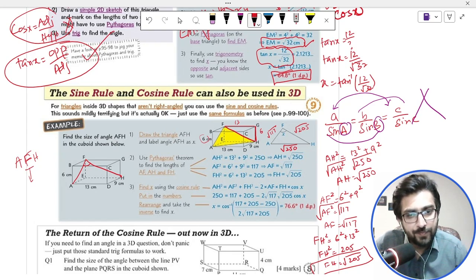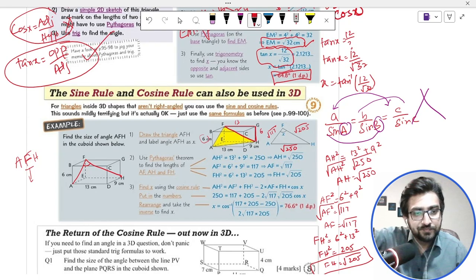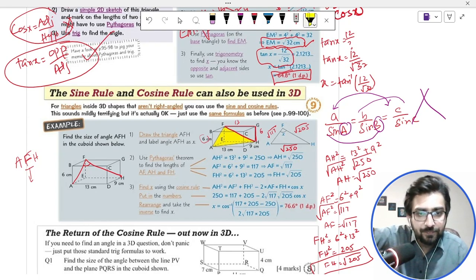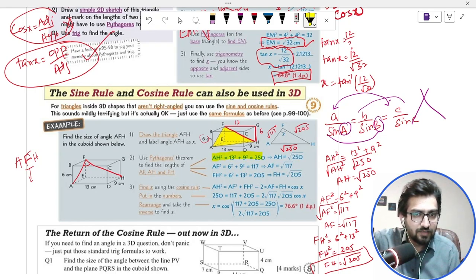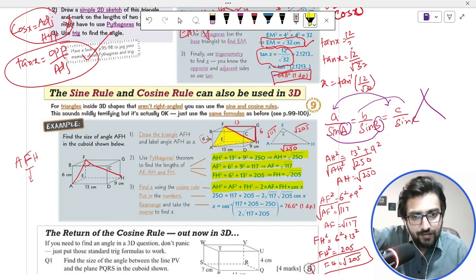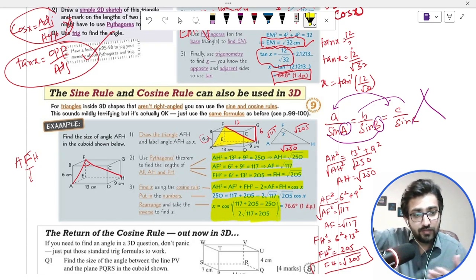Now you can very easily use the cosine rule in order to solve for the angle. Now you see AH has been solved, 250, AF has been solved, 117, FH, 205. Now this is the cosine rule. So this is the formula. If you are facing confusion with this, revise the cosine rule lecture, try to understand cosine rule and sine rule completely, so that you are able to use it in different places.